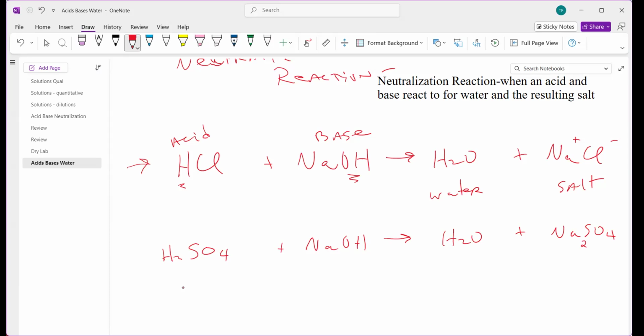Okay, so to balance this, which is not balanced now, we need 2 of these to get the sodiums up to 2. And how many waters do we end up making? 2 waters. So let's look at this. We have 1 sulfate, 1 sulfate. We have 2 plus 2 is 4 H's, 4 H's over here. Oxygens that are not associated with this SO4, we have 2, and the water gives us 2. So it's balanced now.